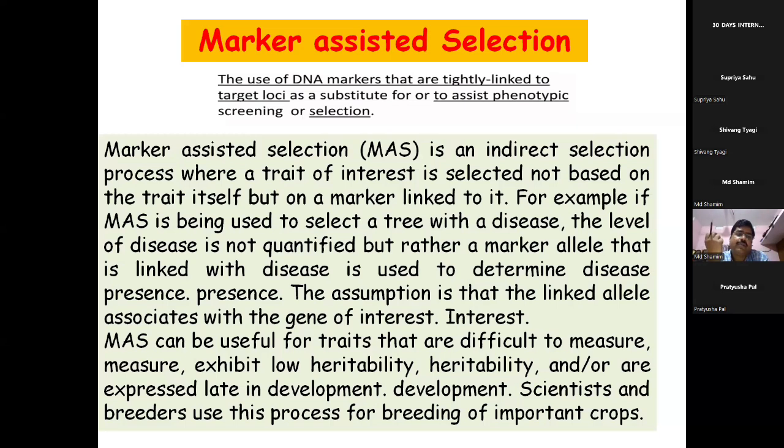So marker assisted selection is an indirect selection process where a trait of interest is selected not based on the trait itself, but on a molecular marker linked to it. That means in this method, we select a progeny, or a plant from the population, on the basis of its morphology as well as on the molecular markers.